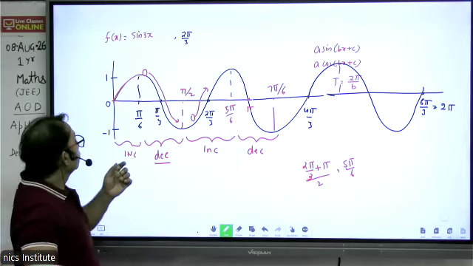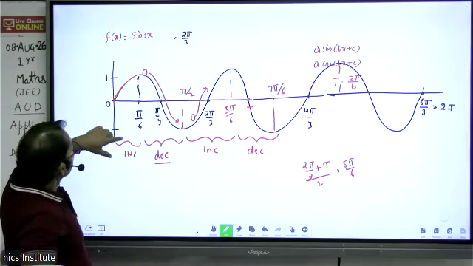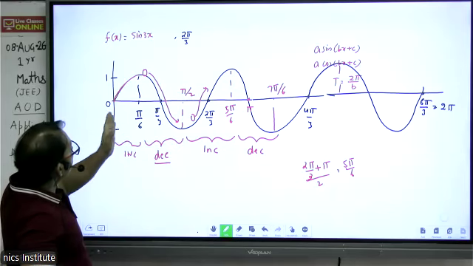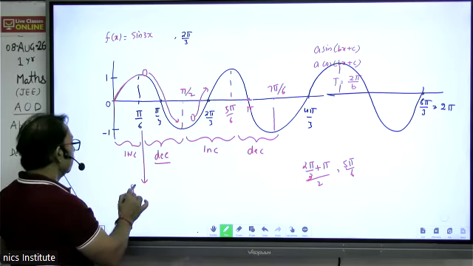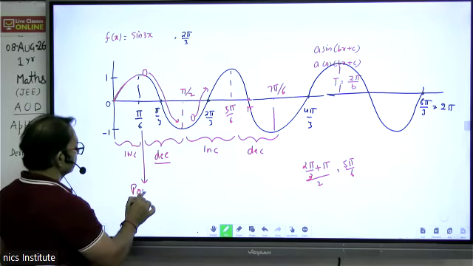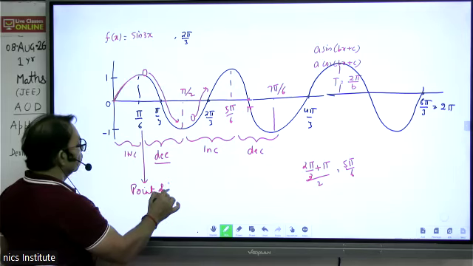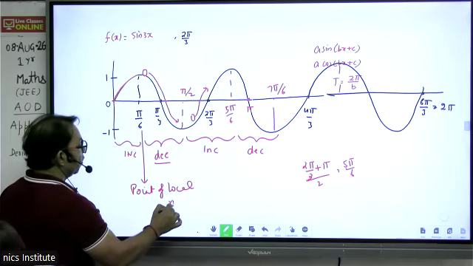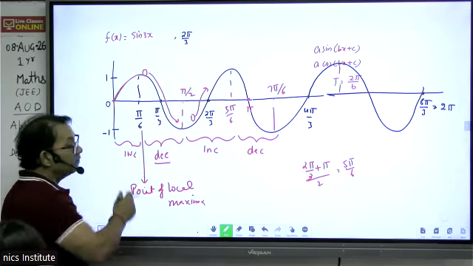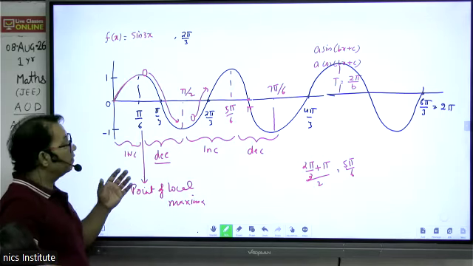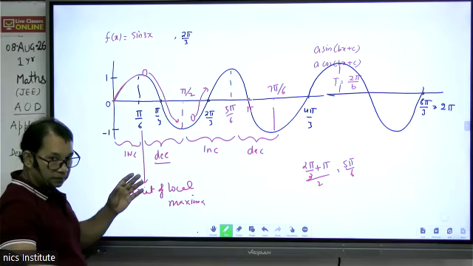Right. So now notice one more thing. When function is increasing at the left of a given point, that point is basically a point of local maxima. At a point of local maxima, on the left of the point, function would be decreasing, or dy by dx would be negative.